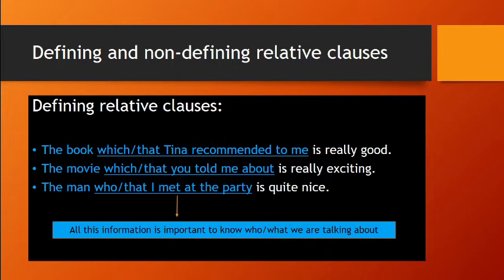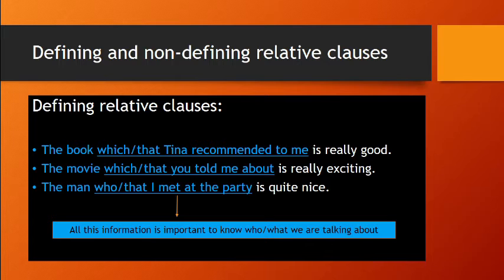Now, these sentences have something in common, and what they have in common is that the underlined sentence parts are really important to understand what or who we are talking about. So, if the first sentence was just "the book is really good," we wouldn't know which book. If the second sentence was just "the movie is really exciting," we wouldn't know which movie. And if the third sentence was just "the man is quite nice," we would have no idea what person we'd be talking about. So the underlined sentence parts are necessary.